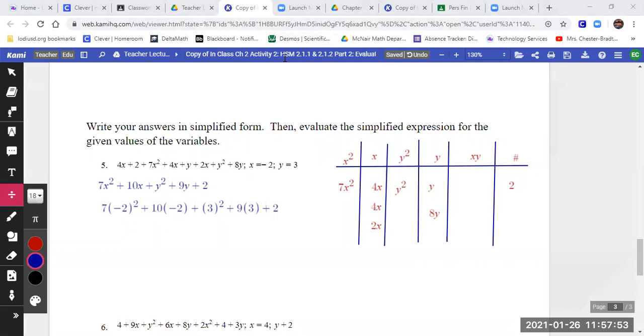According to our order of operations, what comes first? Order of operations is PEMDAS. What comes first? Our PEMDAS starts with the letter P. What comes first in our order of operations?